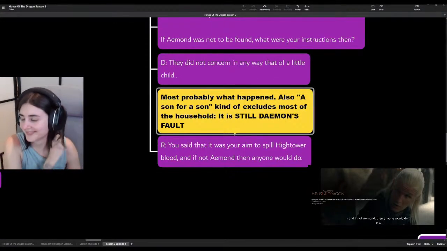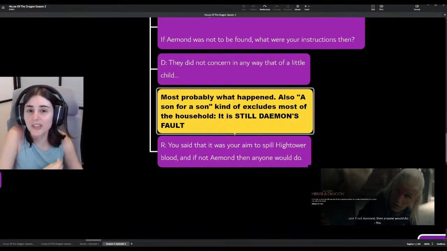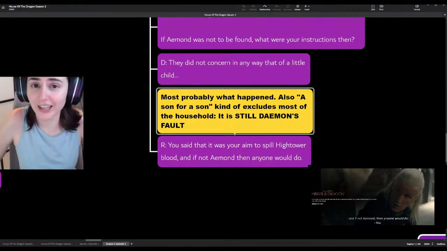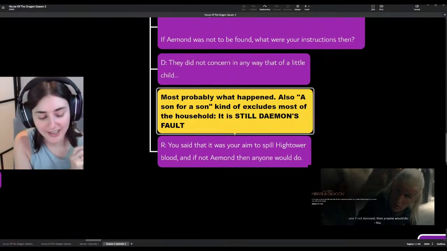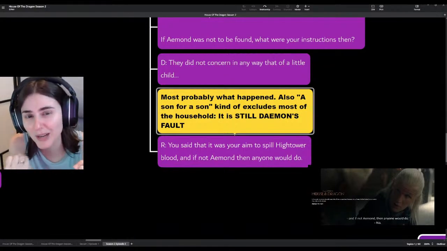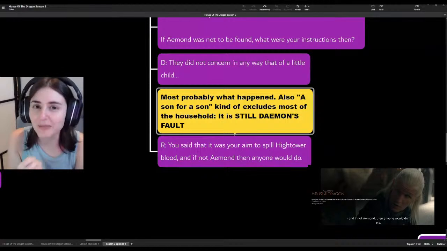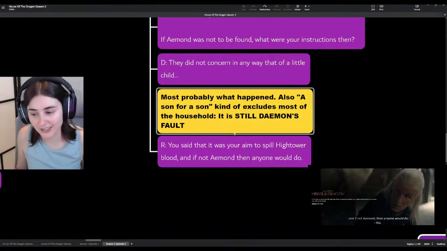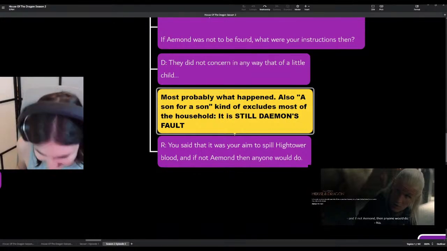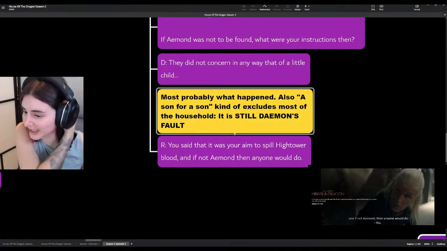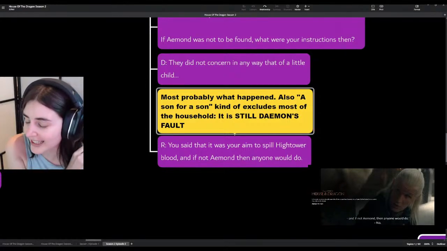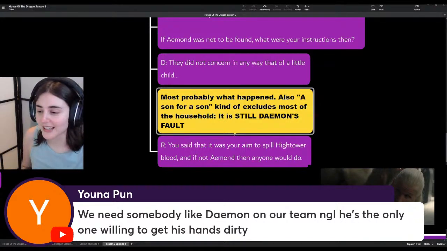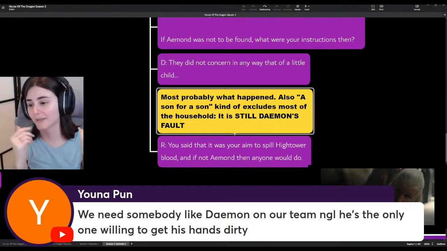What's up, Nadia? That's the only thing. Listen, I'm team Rhaenyra, but I'm angry at Daemon. I'm angry at him because I know that he keeps darkness sheathed within him like a blade, and we need to keep him sheathed. We only take him out when he's got to kill adults. We can't let him get the children. But we need somebody like Daemon on our team, not gonna lie. He's the only one willing to get his hands dirty. Yes, and he does say so later on in this scene.